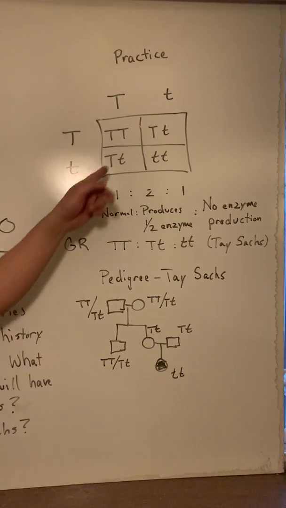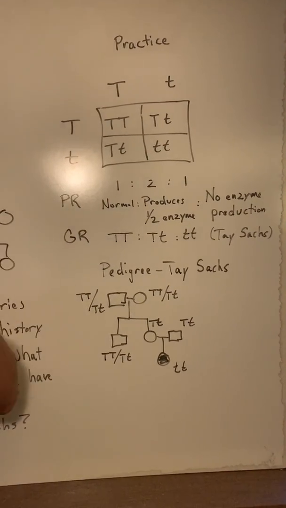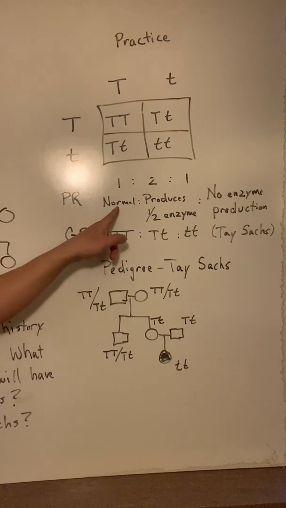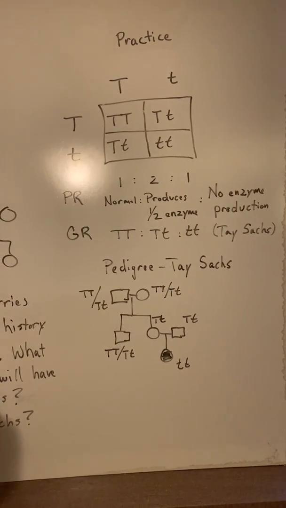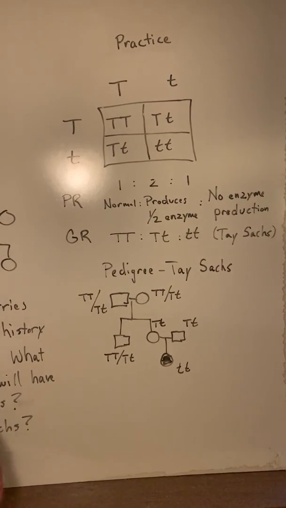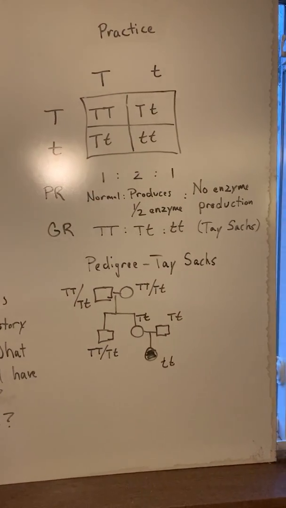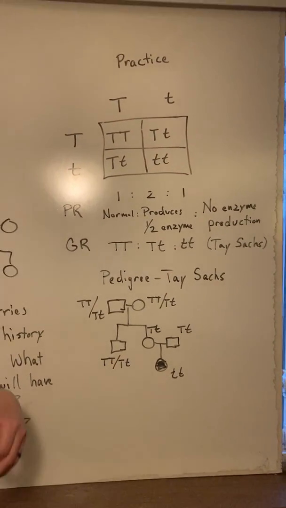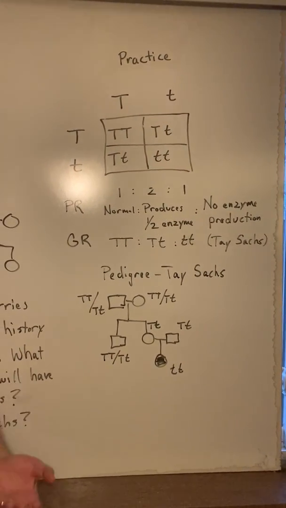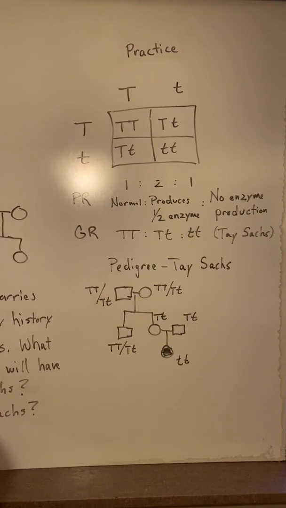And so, in this practice problem, we get a nice phenotypic ratio of 1 to 2 to 1. So that big T results in normal individual. These are us. We can produce enough enzyme in order to break down fat. Now, these individuals here that have big T, little t, they produce half the amount of enzyme so that they still live normal productive lives, but they only produce half the amount of enzymes to break down fat.